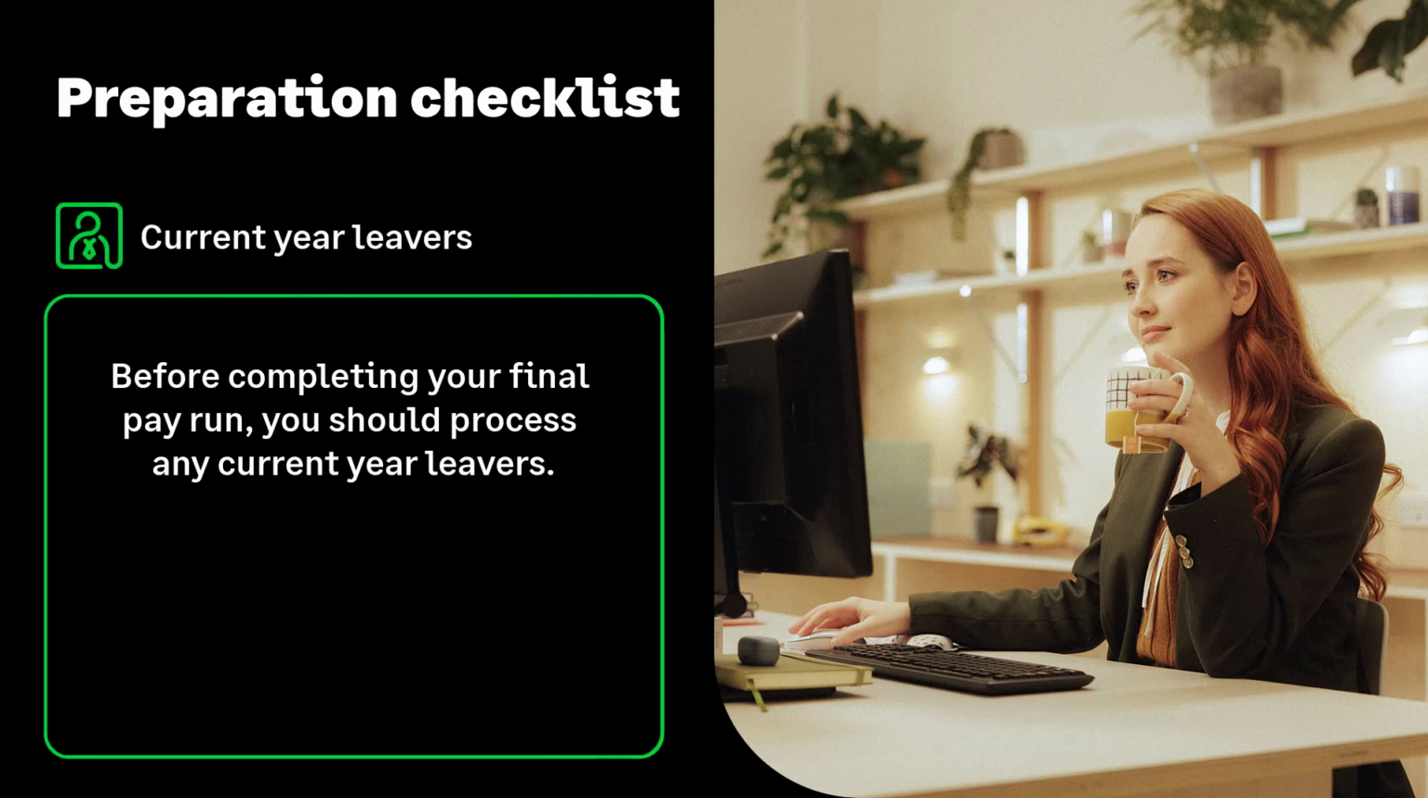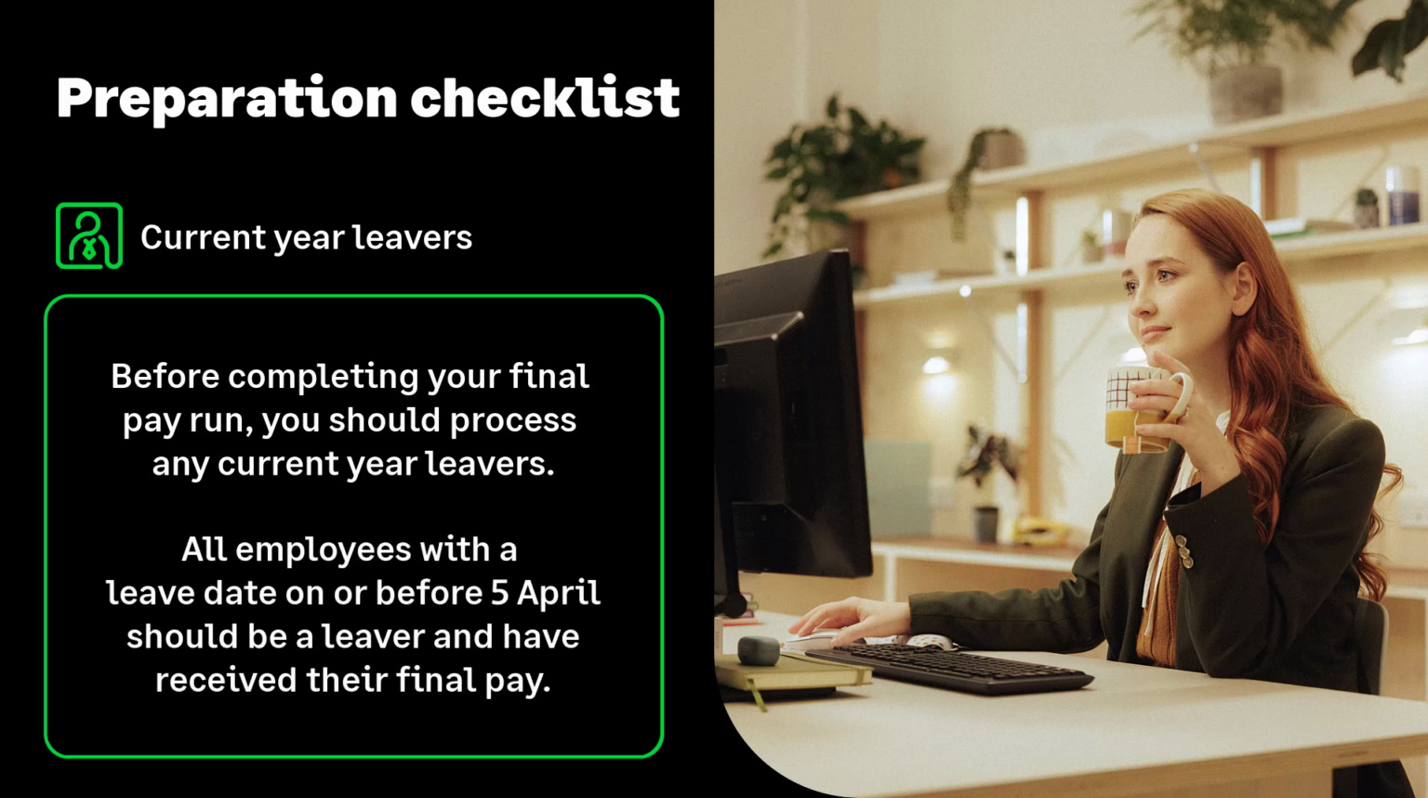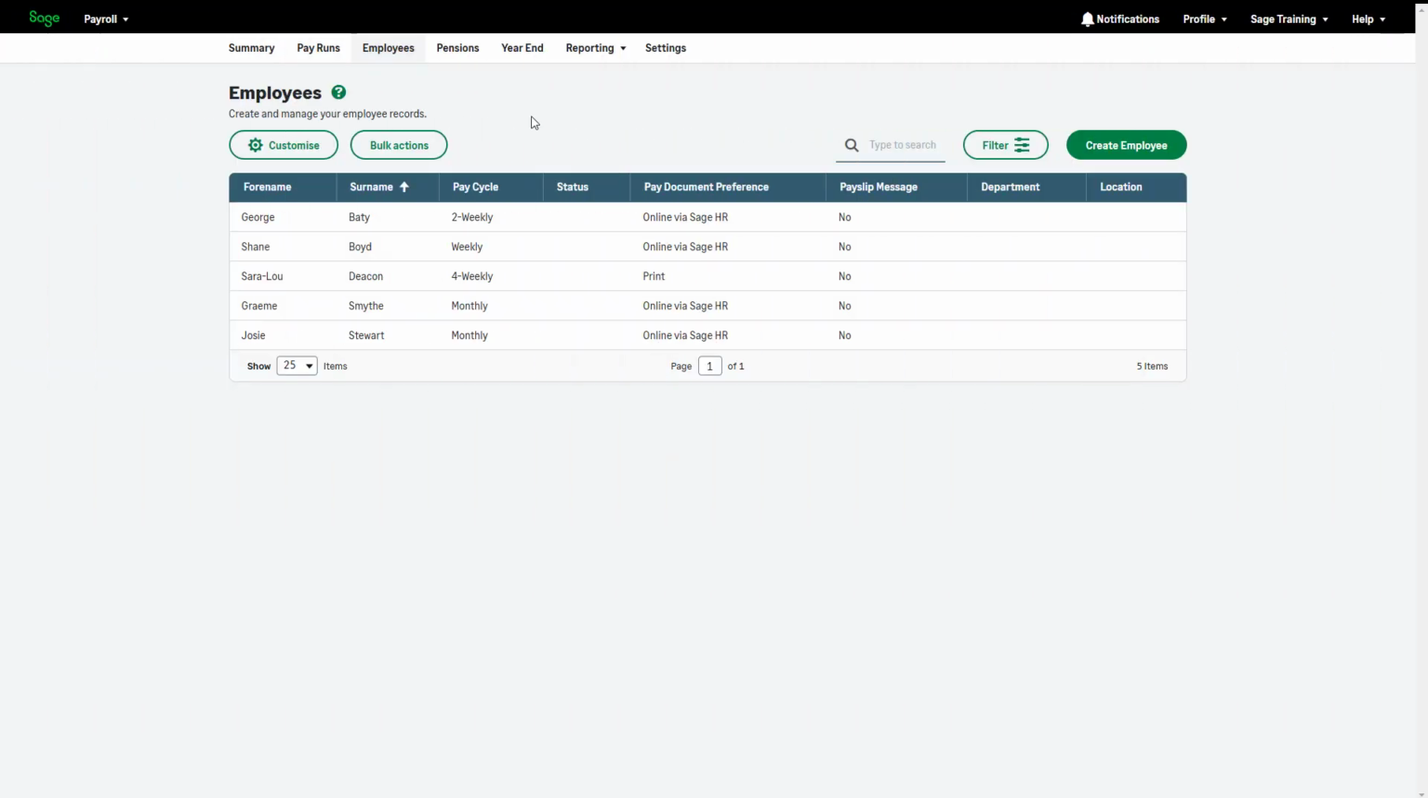Before completing your final pay period of the tax year, you should process any outstanding current year leavers. This means any leavers with a leave date on or before the 5th of April should be processed as a leaver in time for the final pay run of the tax year.